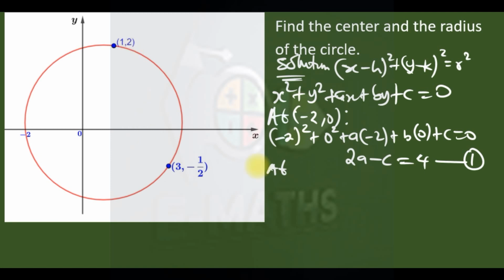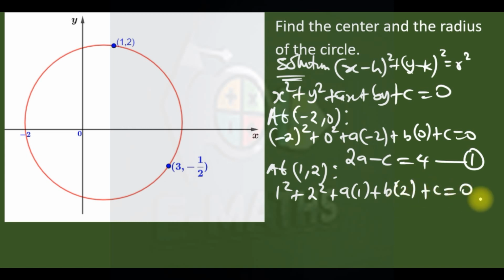We now check the other one at 1, 2. So we substitute again. We have 1 squared plus 2 squared plus a times 1 plus b times 2 plus c equal to 0. So I have 5 plus a plus 2b plus c. So we have a plus 2b plus c equal to minus 5. Call it equation 2.